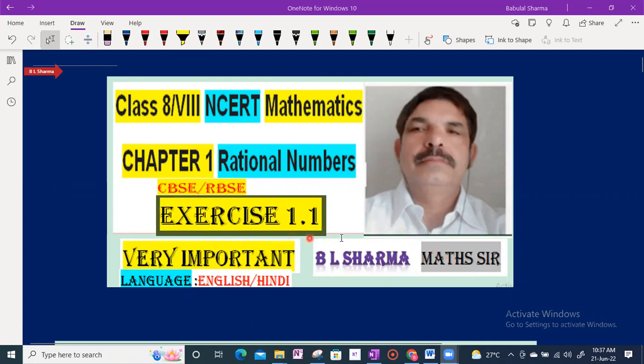Discussing Exercise 1.1 of Chapter 1, Rational Numbers, of Class 8th NCERT Mathematics. I will be using both languages here, English and Hindi, in this video. The questions of every exercise are very important, so this exercise is also very important.